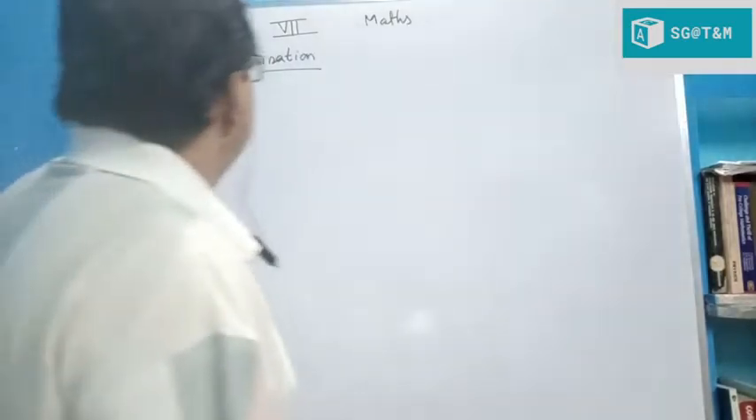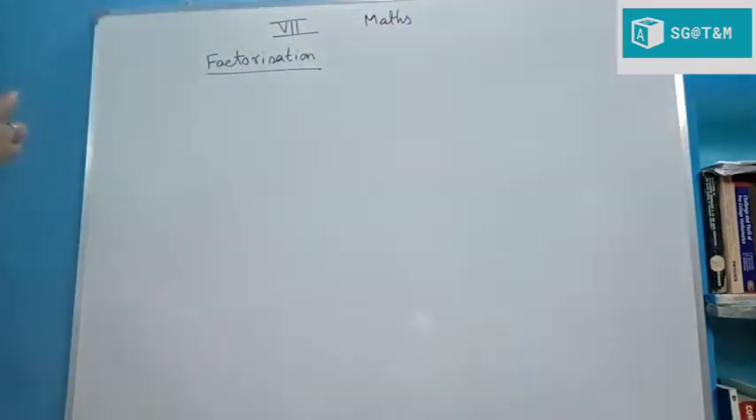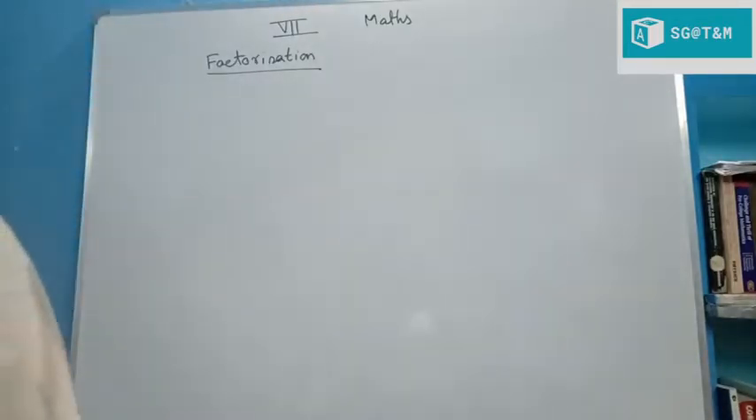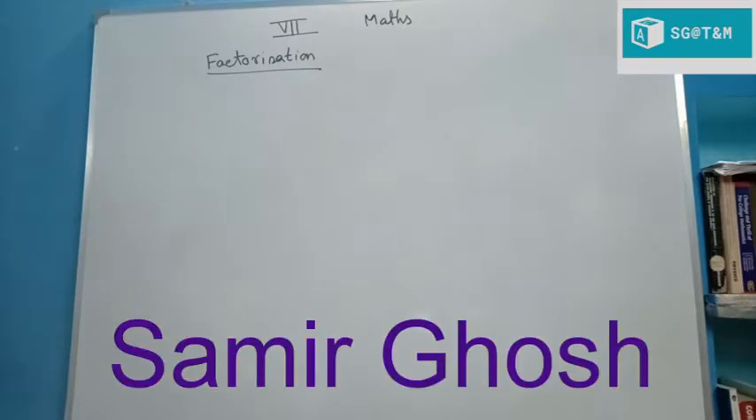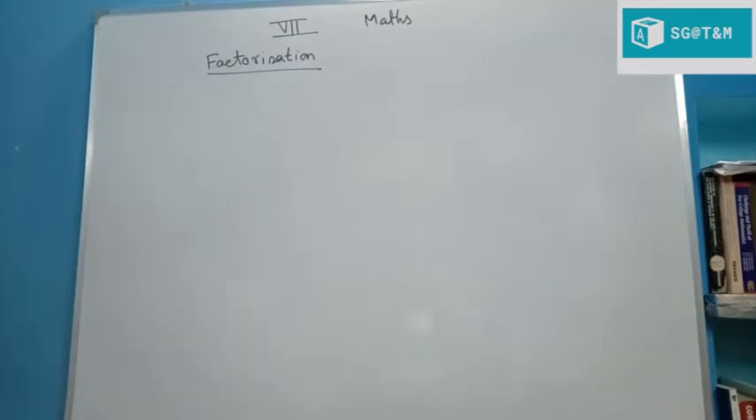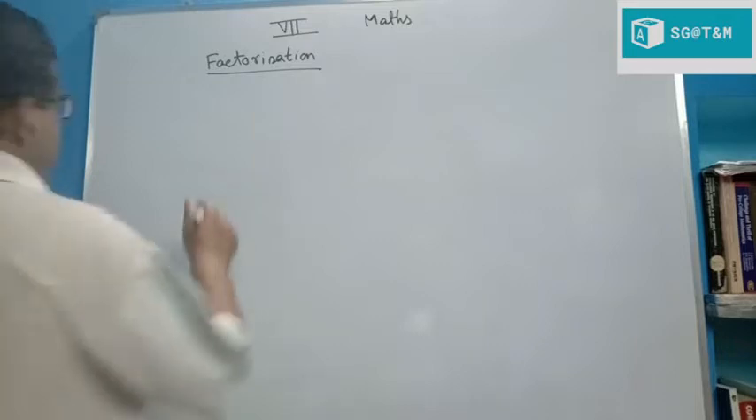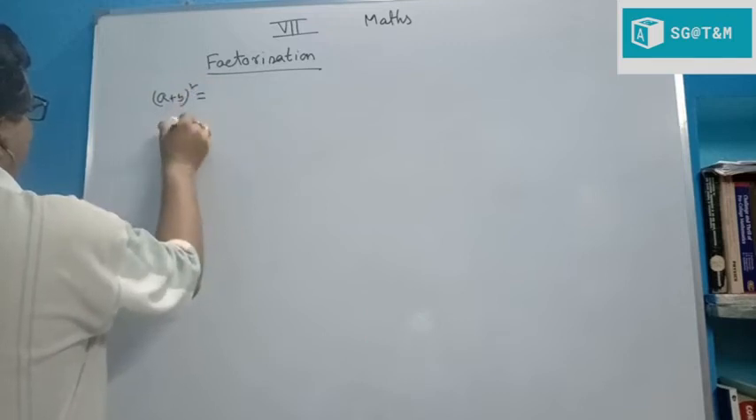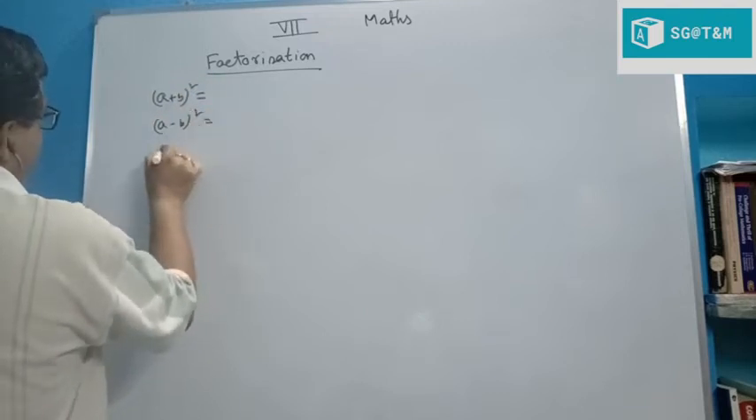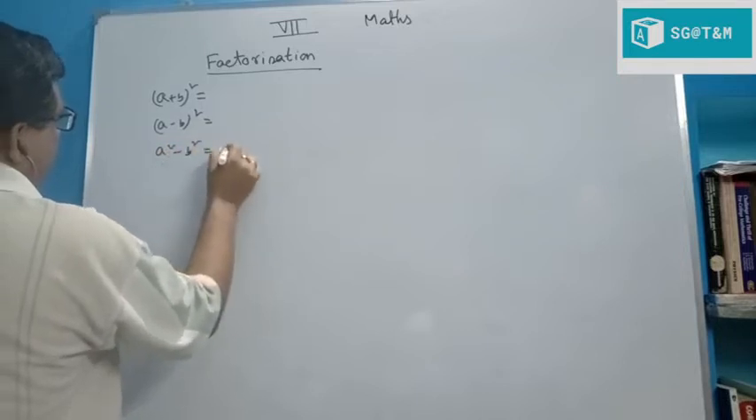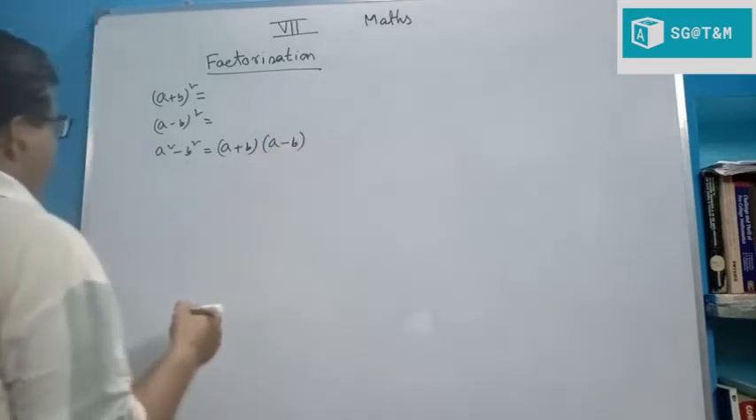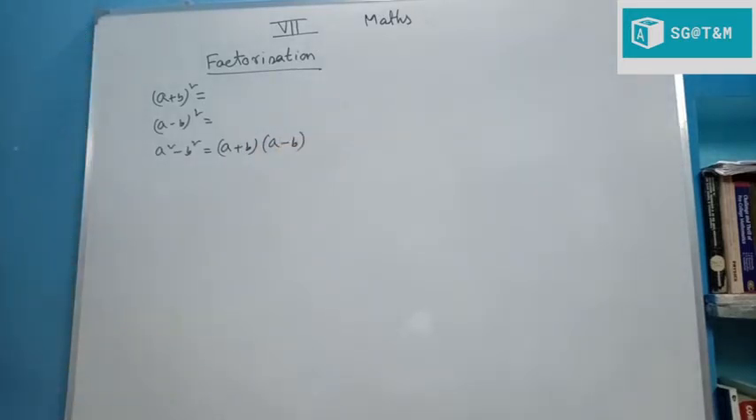Today we start a new topic, factorization. Chapter 19 in your board book, factorization. We have already learned the algebraic formulas: a plus b whole square, a minus b whole square, and a square minus b square, which is a plus b into a minus b. These formulas are known to all of us now.